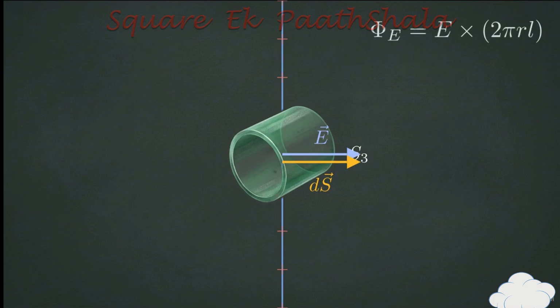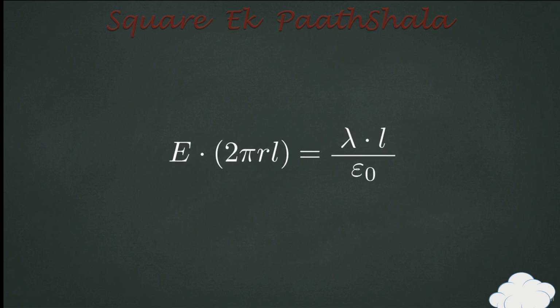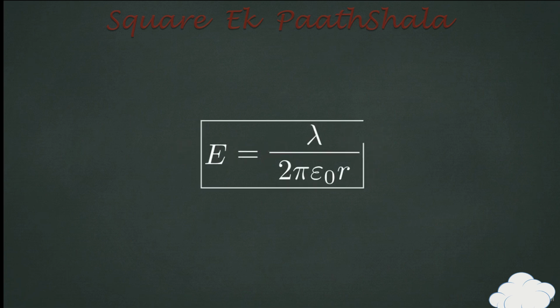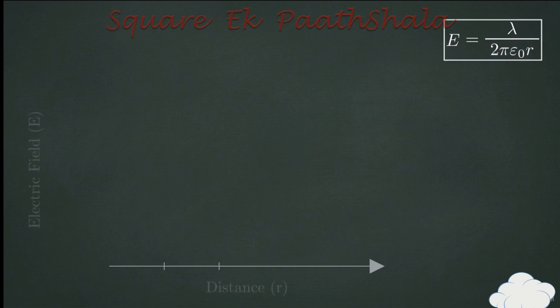By Gauss's law, this must equal the enclosed charge, which is the density lambda times the length L divided by epsilon naught. When the length L cancels out from both sides, we arrive at the final field equation, lambda divided by 2 pi epsilon naught r. This chart shows the resulting relationship. Because distance, r, sits in the denominator, the electric field is inversely proportional to how far you are from the wire. The field strength drops steadily as you move away.